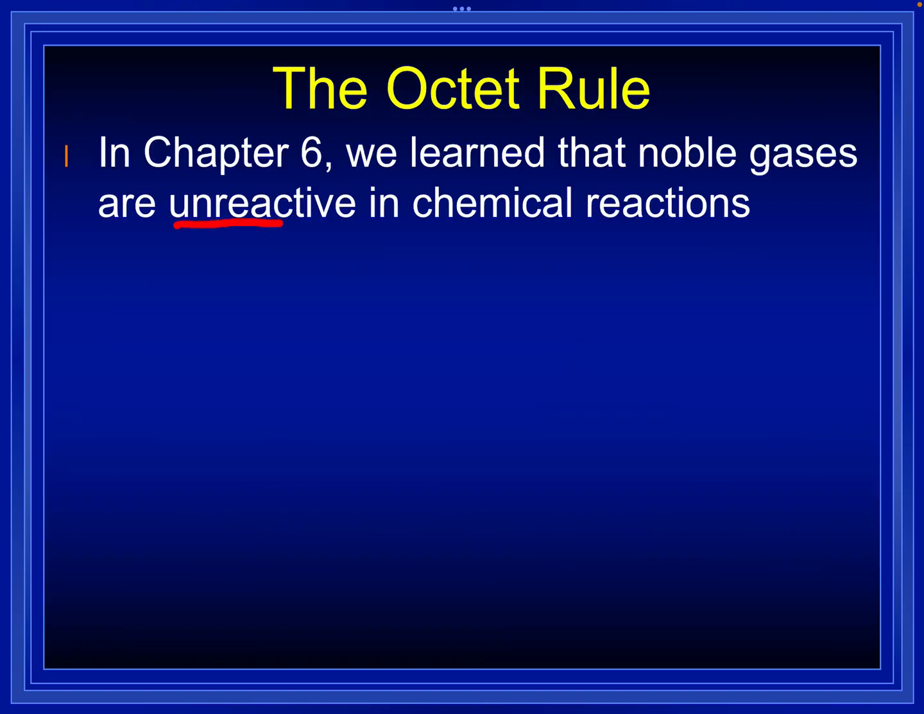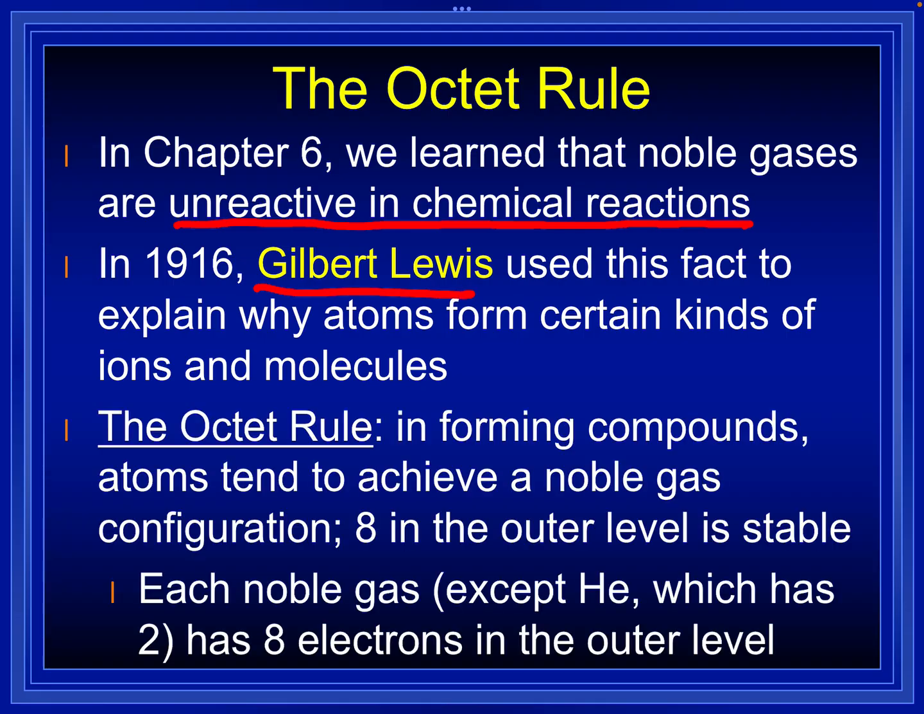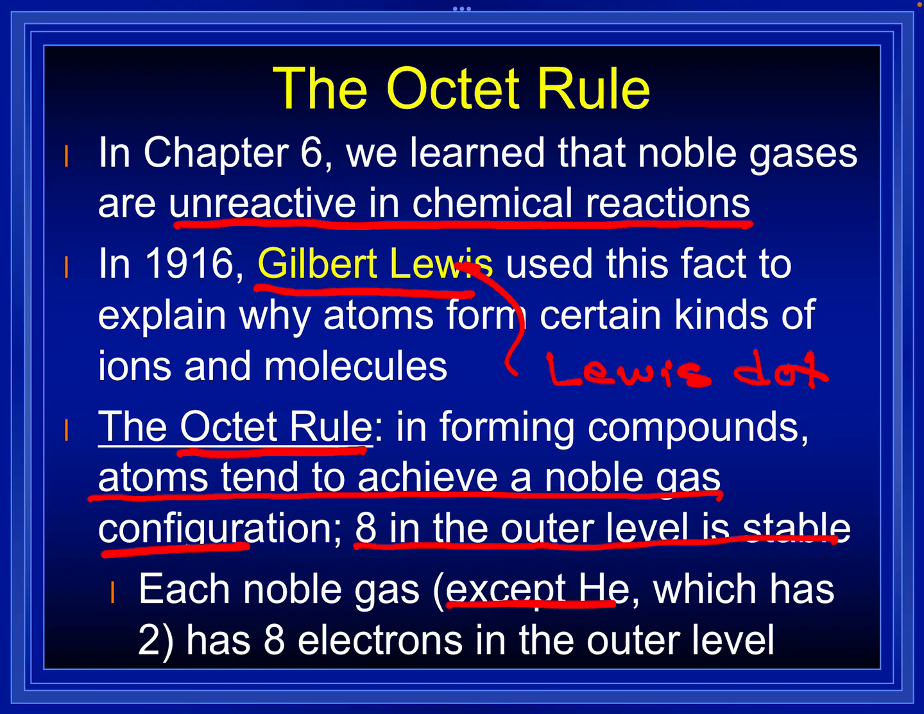Way back, we learned that noble gases tend to be unreactive because they're stable. Lewis came up with something called the octet rule. And yes, this is where Lewis dot comes from. So he came up with the idea that atoms tend to achieve noble gas configurations, which is 8 in the outer level, except for helium. All the noble gases have 8 in their outermost valence electron shell.